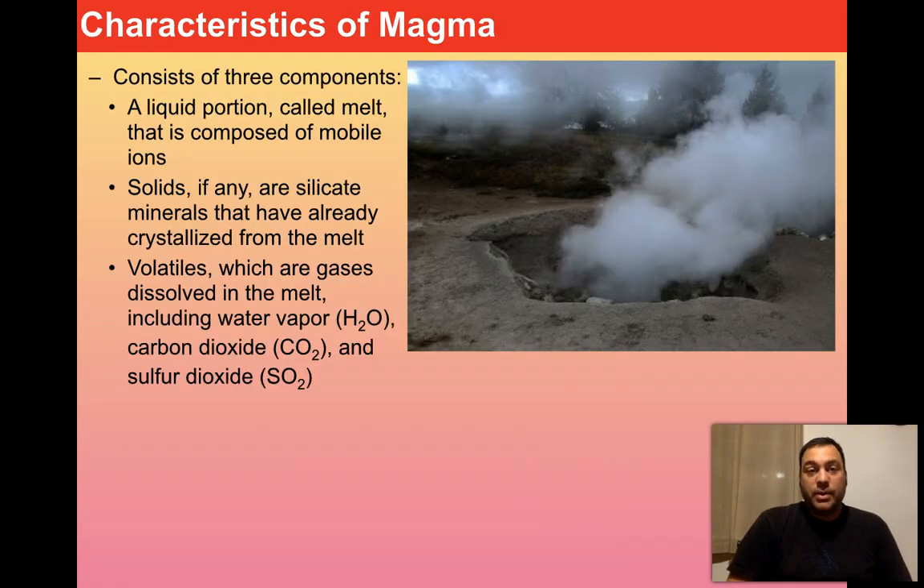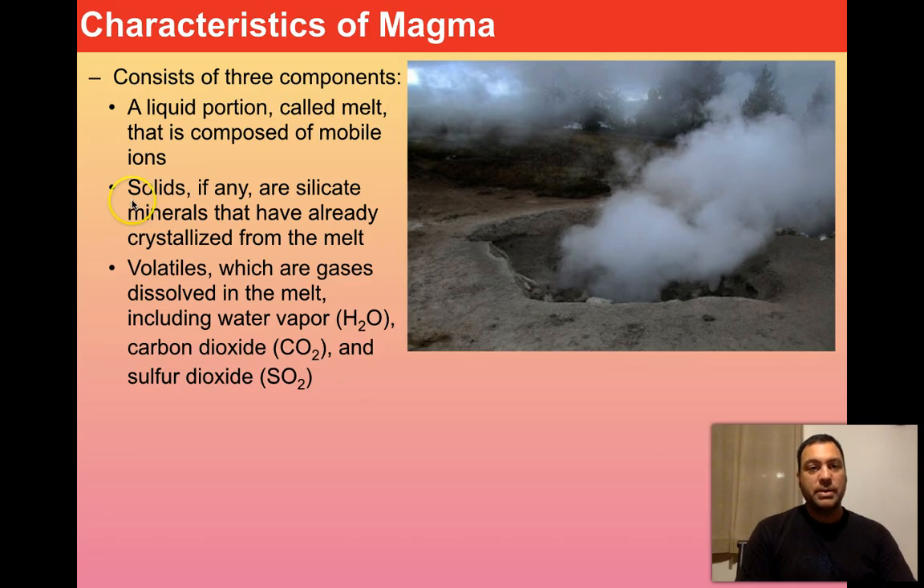Okay, so to really have a good idea of igneous rocks and where they come from and what makes them tick, especially when you get into volcanoes, you have to understand what makes a molten rock. First off, we need to understand that there are three components to magma. There's a liquid portion called melt, a really original name, but in fact we call it melt. And this is composed of mobile ions, a liquid of ions.